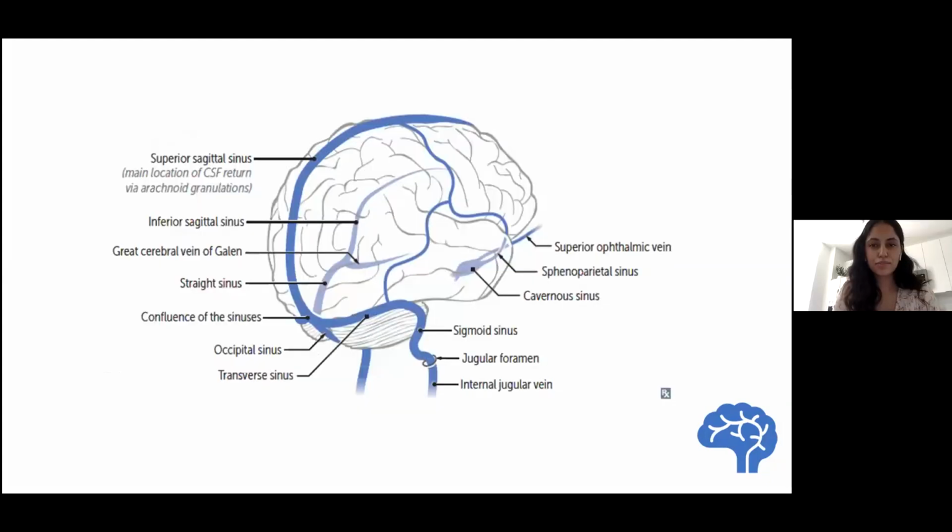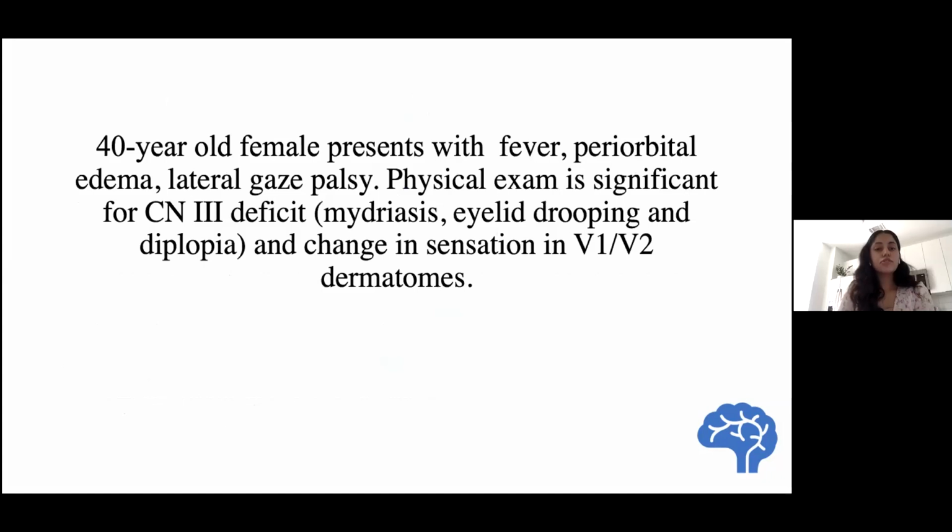Okay. No problem. All right, so a 40-year-old female presents with fever, periorbital edema, lateral gaze palsy, physical examination significant for cranial nerve 3 deficit, and changes in sensation over the V1 and V2 dermatomes. What are you thinking? It's also a pretty difficult question, but you guys have been doing great.